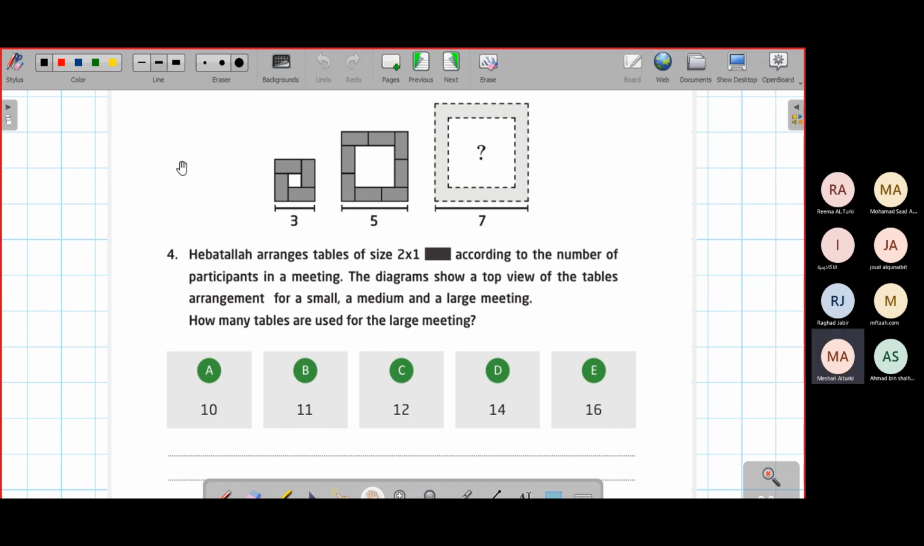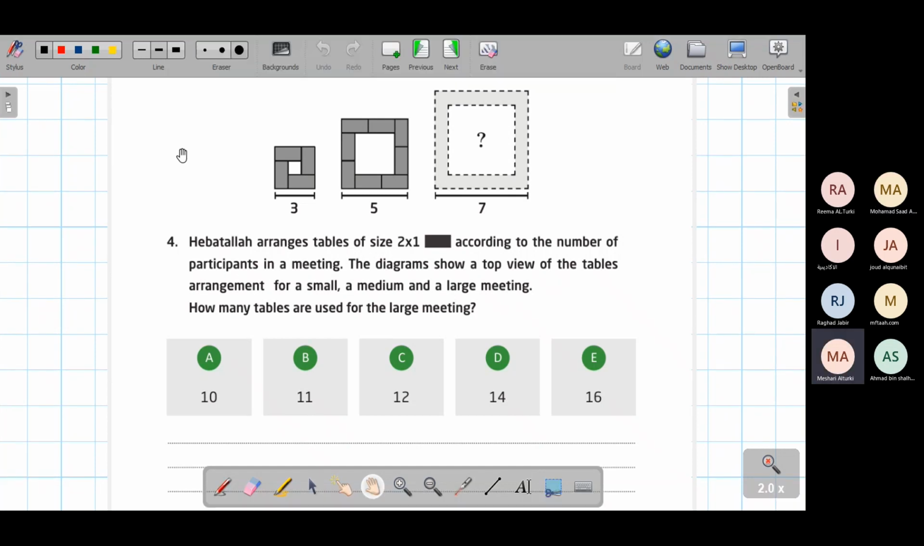So, Mishari, yalla, let's read the questions step by step. Hibatullah needs a table of size 2 by 1 according to the number of participants in a meeting. What does that mean, Mishari? 2 by 1, of size 2 by 1. So one side is 2 and one side is 1. Excellent. So this is a rectangle. Yes, a table like a rectangle like that, with 2 centimeters and 1 centimeter.